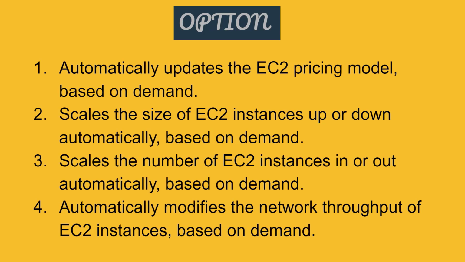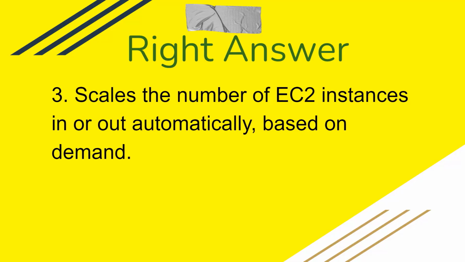Scales the number of EC2 instances in or out automatically, based on demand. 4. Automatically modifies the network throughput of EC2 instances, based on demand. Right answer is 3. Scales the number of EC2 instances in or out automatically, based on demand.